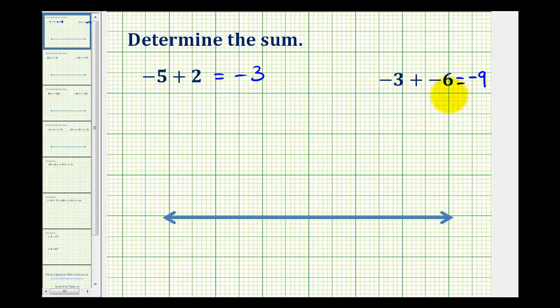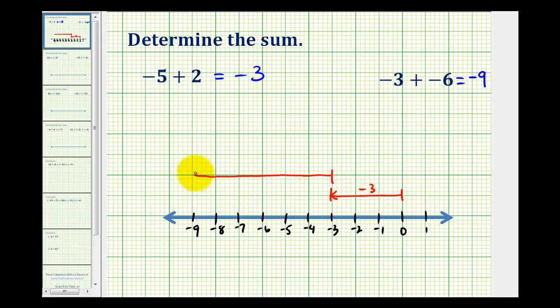Let's go ahead and model this on the number line as well. So to model negative 3, we'd start at 0 and move left 3 units. So here's our model for negative 3. And now we're adding a negative 6. So because we're adding a negative, we'll have to move left 6 more units. Which, as we can see, would give us a sum of negative 9.